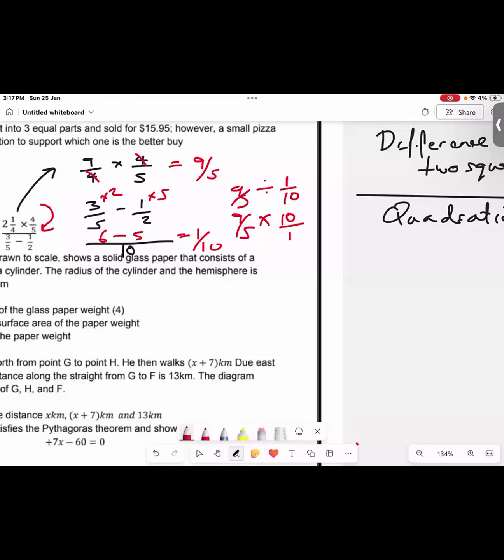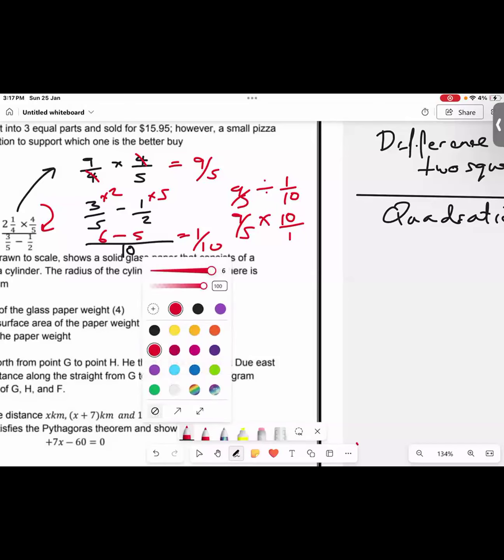So you told me the rule earlier for multiplication. Remind me again. What's the rule for multiplication? Cancel. So that's 5 into itself 1 time and 5 into 10, 2. So the answer is going to be 9 times 2 is 18 over 1 times 1 is 1, which is equal to 18. So the answer for that question is 18.